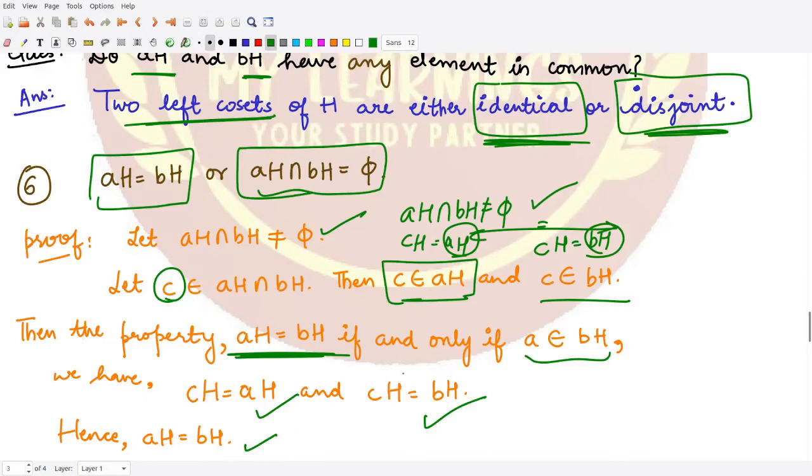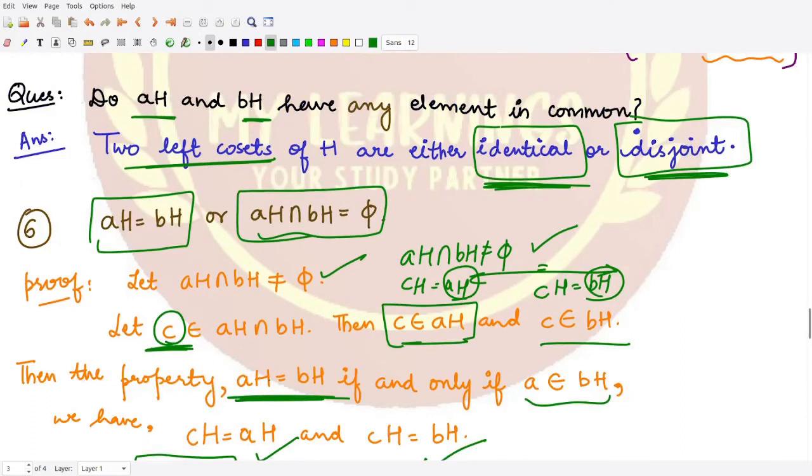So either the intersection of AH and BH is empty, or if it has some elements, then all the elements are common between them, and then both of the cosets have to be equal to each other. So this is the result here.